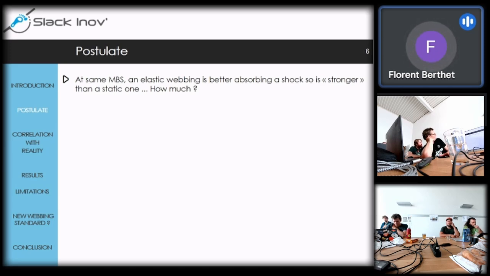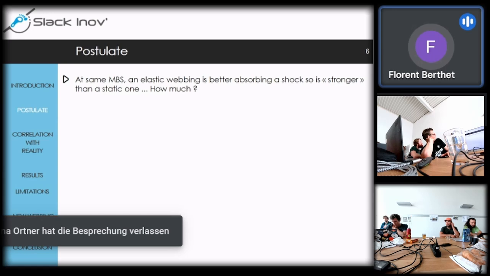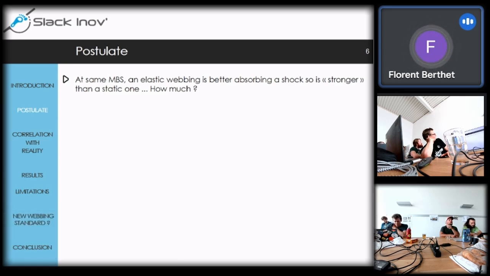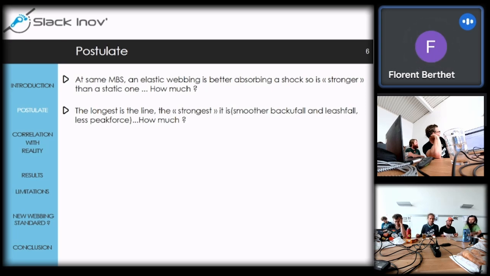To create the postulate, we have some common sense that we all know, but we don't know how to quantify. For example, we know that at the same MBS, an elastic webbing will absorb the shock, the leash fall or the backup fall, better than a static webbing, but we don't know exactly how much. At least it's difficult to anticipate, to make the link between elasticity and breaking strength. And we also know that the longer the line, the safer, because a long high line will dampen a shock more than a short high line. That is why we used to put elastic webbings on the really short lines and backups.